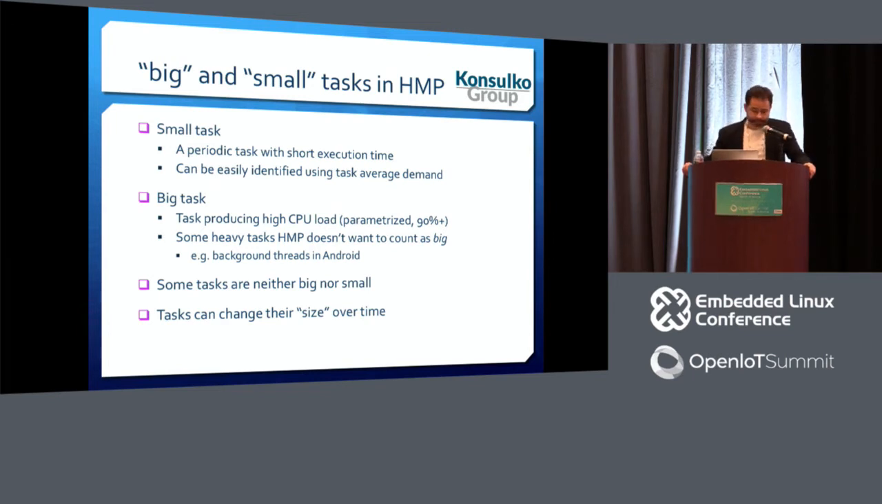Once again, it is important to note that some tasks are neither big nor small, so we say they're other, and the tasks can change their size over time. Small tasks may become other, big tasks may become other. Basically, small tasks shouldn't become big, and big tasks shouldn't become small. And if that happens in your system, then probably thresholds were selected in the wrong way.